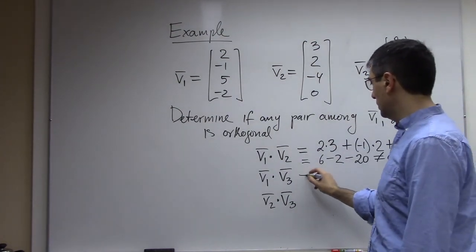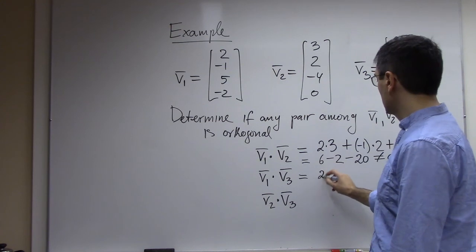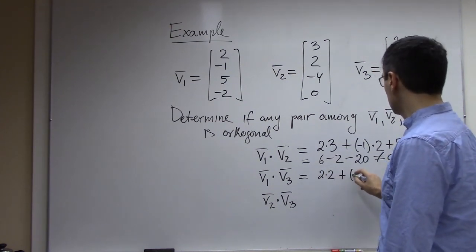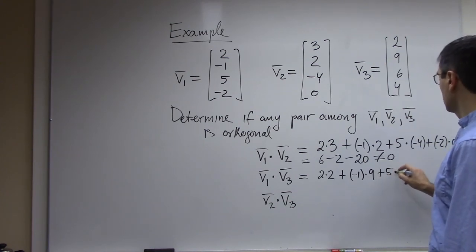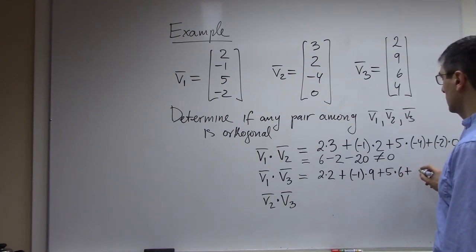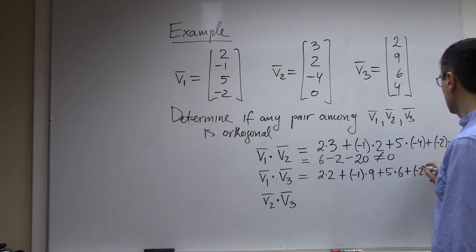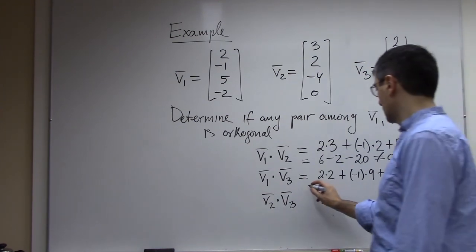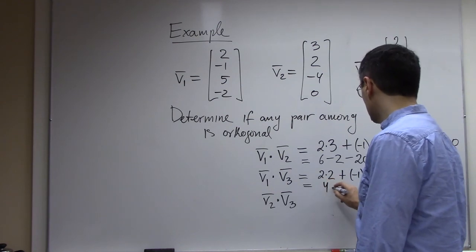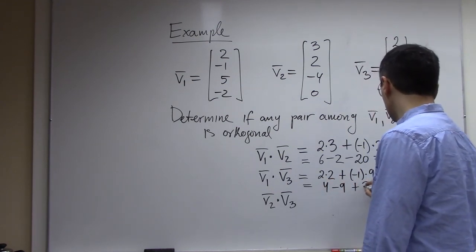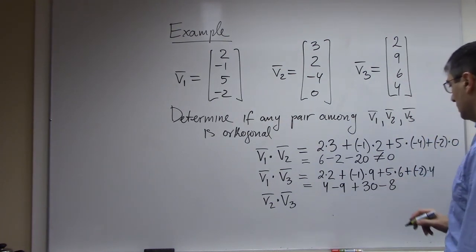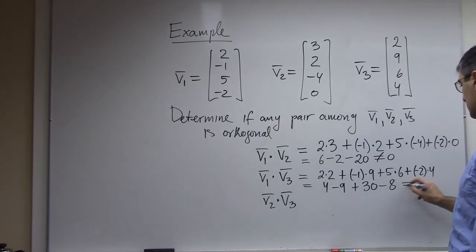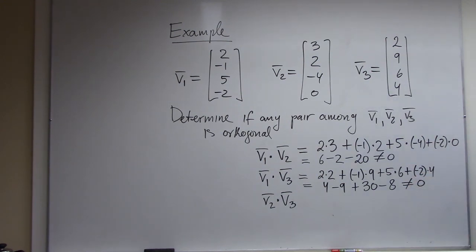Then we compute V1 and V3. You get 2 times 2 plus minus 1 times 9 plus 5 times 6 plus minus 2 times 4. And here you get 4 minus 9 plus 30 minus 8. And again, this is not 0. So V1 is not orthogonal to V3.